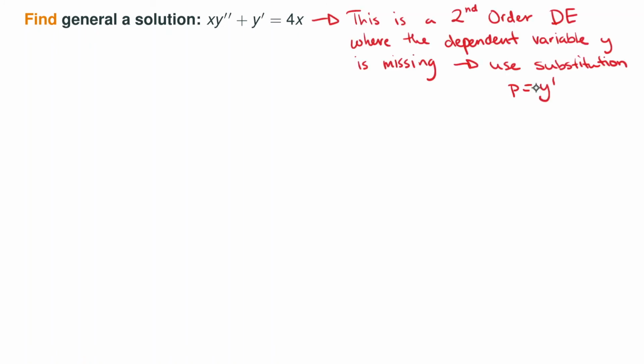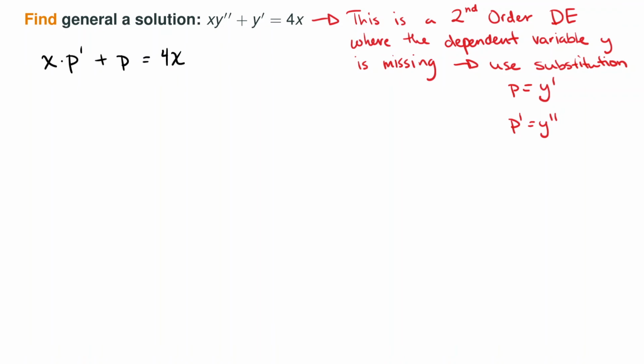p equal to y prime. And by using this substitution, we will be able to turn what was a second-order differential equation into a first-order differential equation. So if p is equal to y prime, then p prime is equal to y double prime. And our differential equation would become x times p prime plus p equals 4x. So we've applied our substitution.